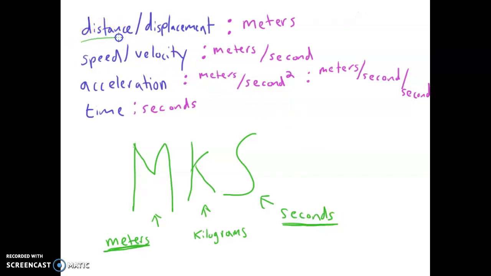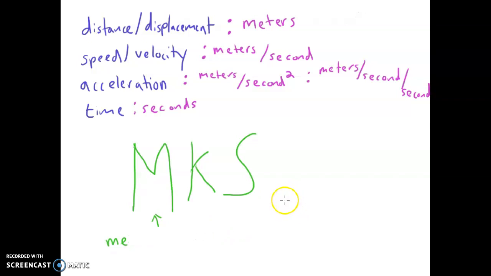So distance and displacement are expressed in meters, and time is expressed in seconds, but speed, velocity, and acceleration are expressed in a combination of meters and seconds. Okay, so everything in this class can be broken down units-wise into meters, kilograms, and seconds. Right? That's why we call this the MKS system. There are other systems out there. This is just the one we're going to use.